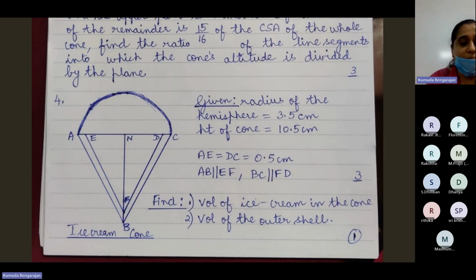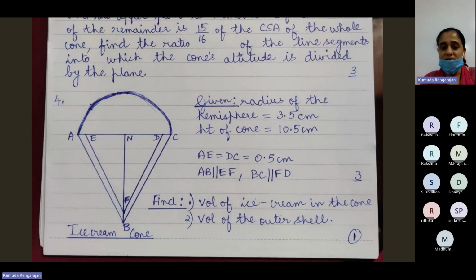So the diagram represents an ice cream cone. I've mentioned that below. And the question is a paragraph. I've just written the details given in the question. What is given in the question is the radius of the hemisphere. You can see where the hemisphere sits. The hemisphere sits on the outer cone, not the inner cone. The cone looks thick, no? There's that wall of the cone.